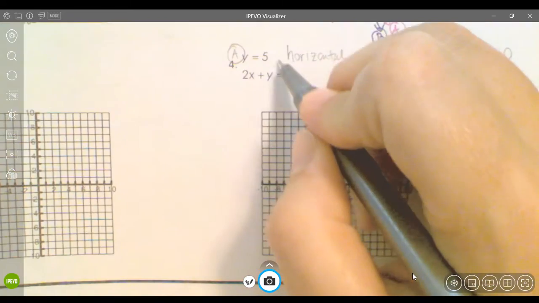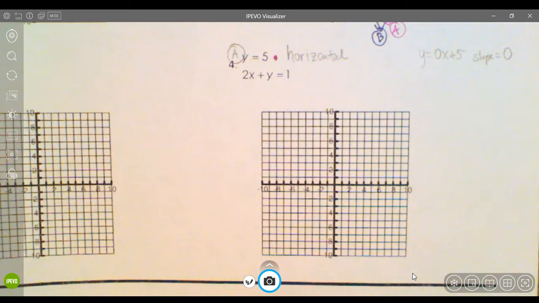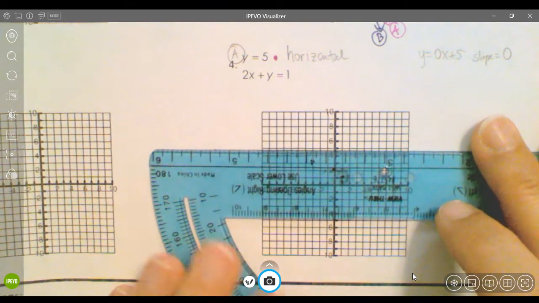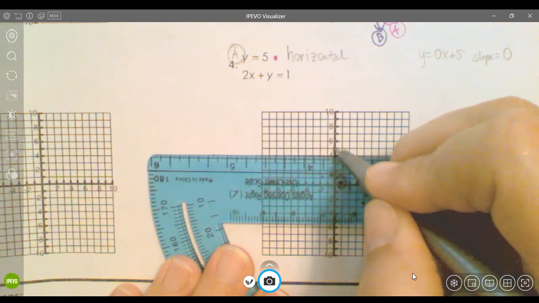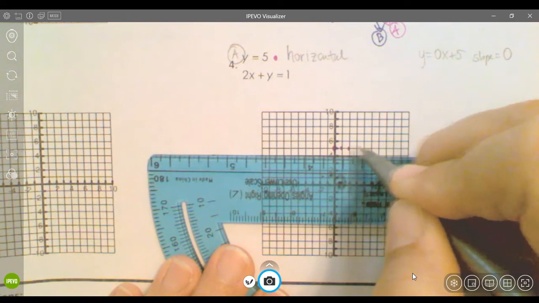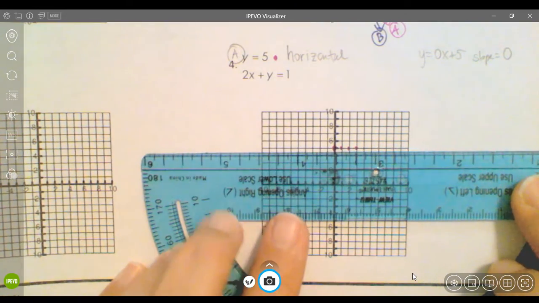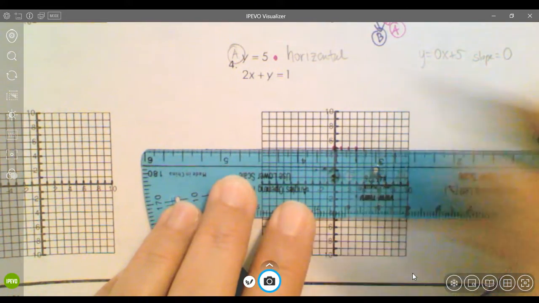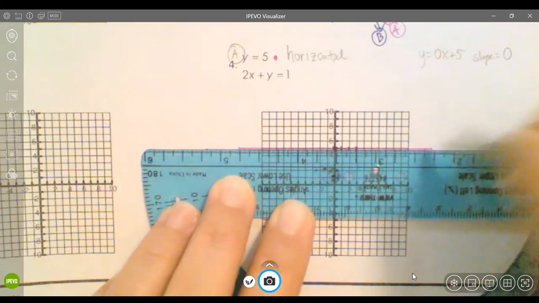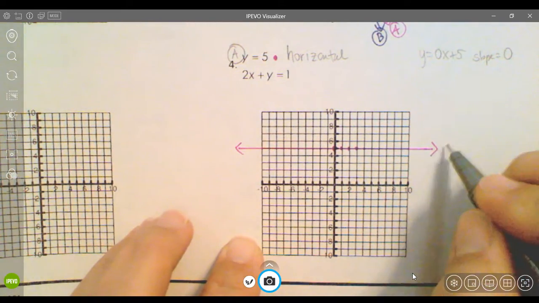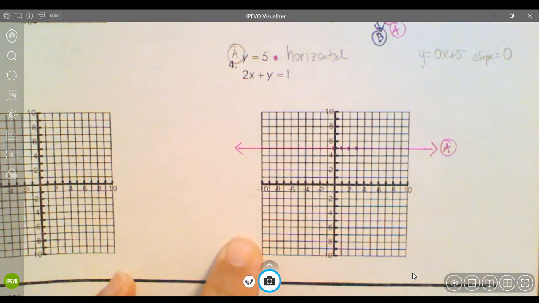Okay, so I'm going to plot this equation in pink. When y equals 5, I'm going to go here. My y-intercept is 5. My slope is 0. And again, if I didn't have a ruler, I would painstakingly plot every single one of these. All right, so here we go. That's what the graph looks like. That's for equation A. Now let's look at equation B.